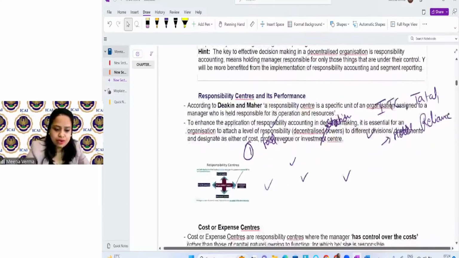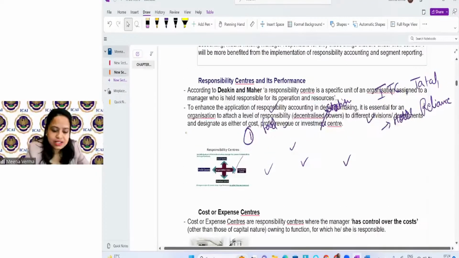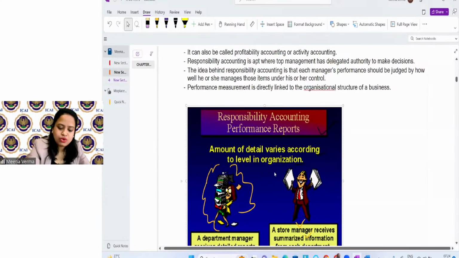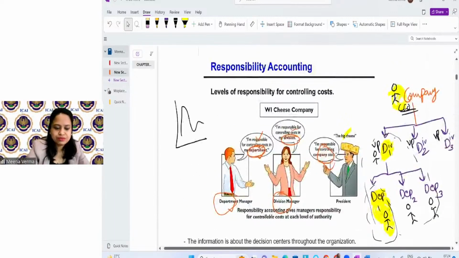Okay, now let's talk about the responsibility center here and its performance. The amount of data varies according to the level of their performance.